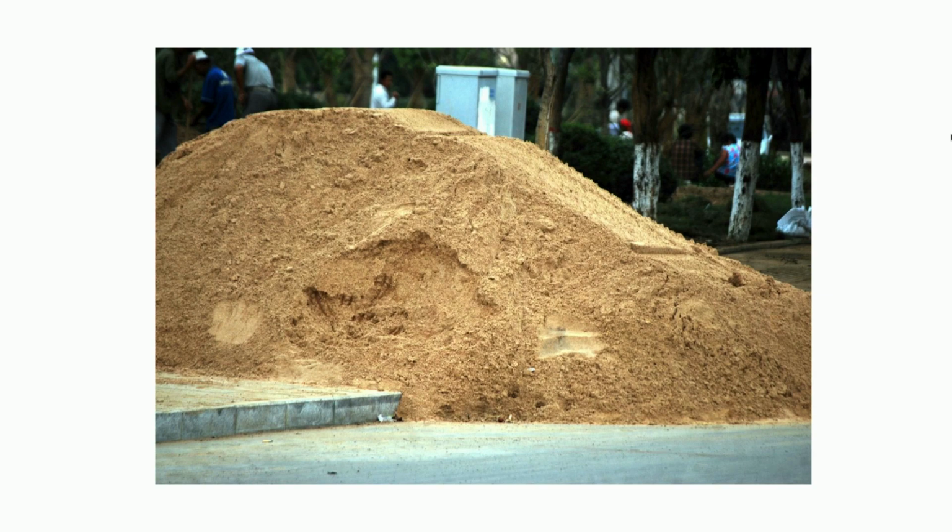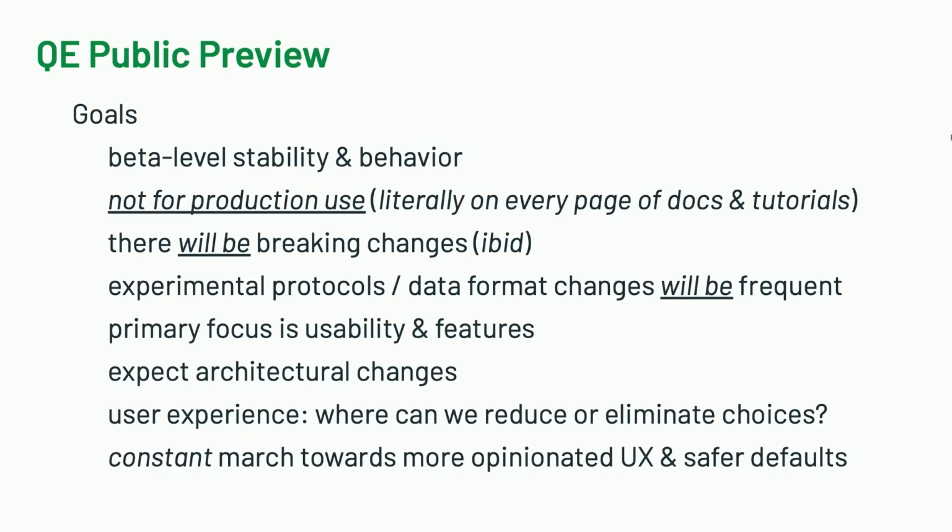Take all that with a grain of salt because we are very much a work in progress. This software is in public preview. The goal of that is beta level stability and behavior. It is not for production use. We literally have a red box at the top of all our docs pages that says, don't use this, we'll have breaking changes, and date format or data format changes will be frequent, et cetera.